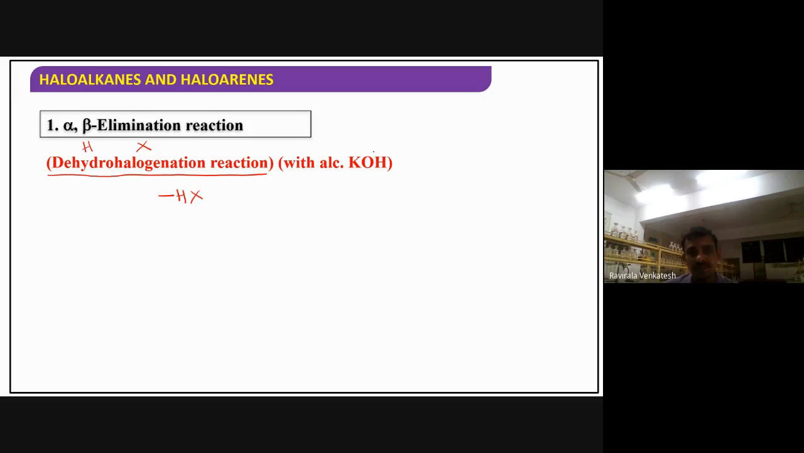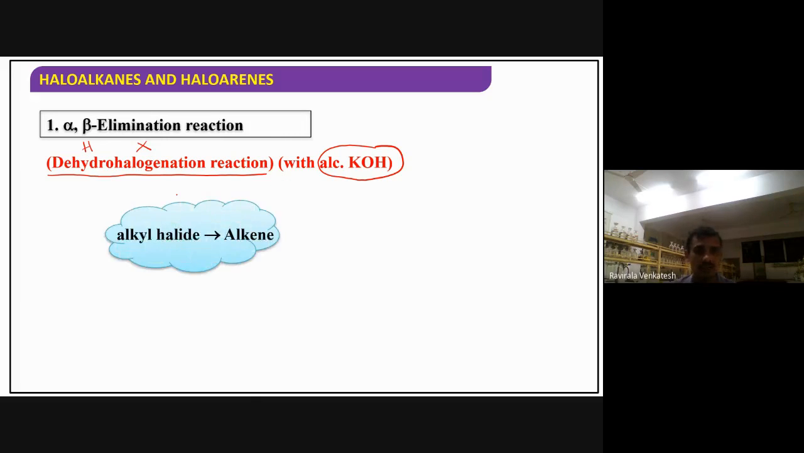Now which reagent are we using generally? Alcoholic KOH. What is the reagent we are using? Alcoholic KOH, isn't it? So what reaction is going on here? Dehydrohalogenation, removing the hydrogen and removing the halogen here. Let me see the reaction now.